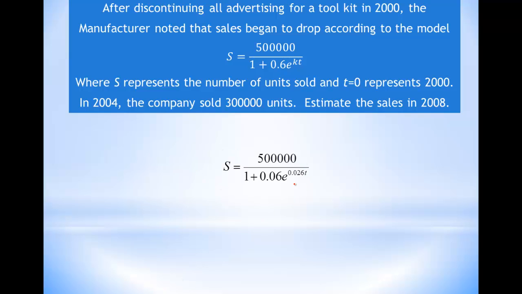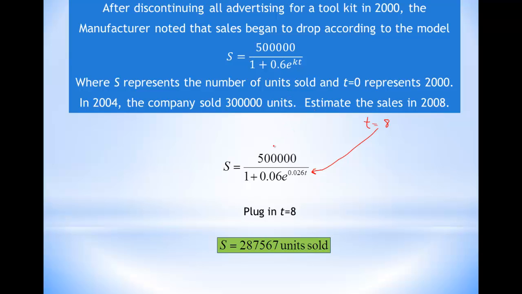So my equation now simplifies down to this right here. Now I simply want to know, estimate the sales in 2008. Basically all I'm doing now is setting t equal to 8, plugging it in there and solving. Okay? Let's do that. If I do that, I get 287,567 units.